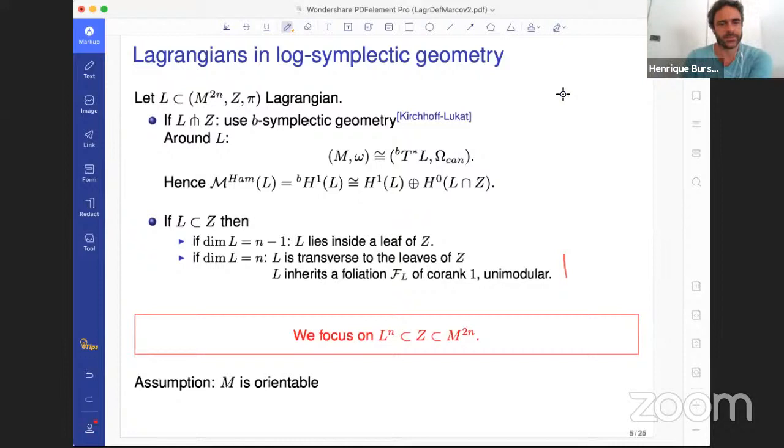Yes. So I just had a couple of questions. First of all, I would have thought that if you're deforming a Lagrangian entirely contained in Z and you don't stay in Z, then you're going to get things which will in general not be transverse anymore. They're still going to be Lagrangians, but before they were entirely contained in Z, right? So one question is, does that happen? The other question is, do you understand in this unobstructed case what the picture is? Is it just like you have multiple components meeting there, or is it something more complicated?